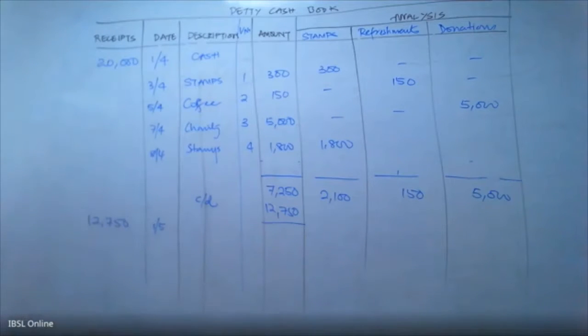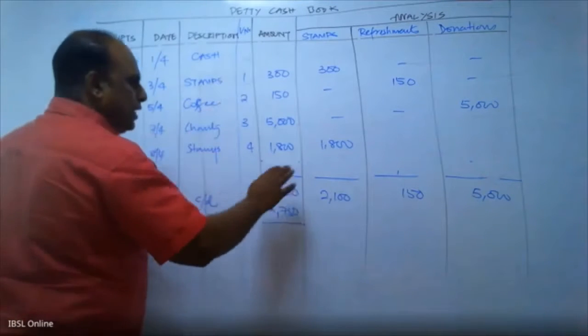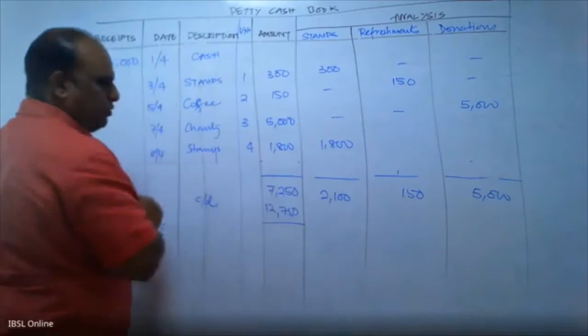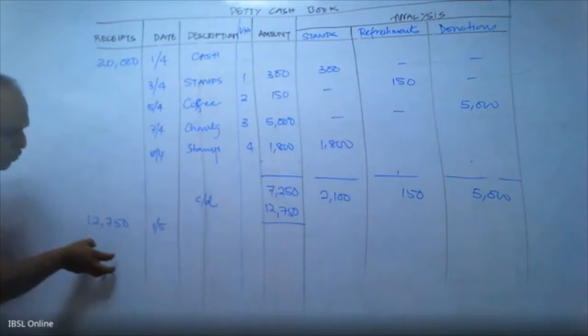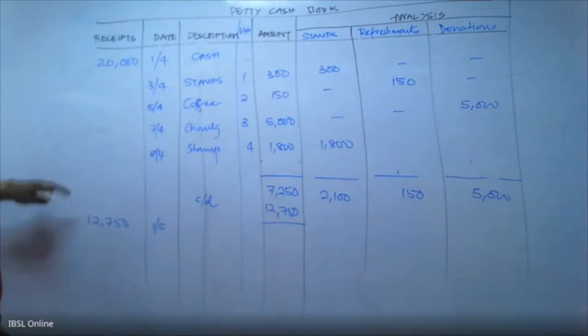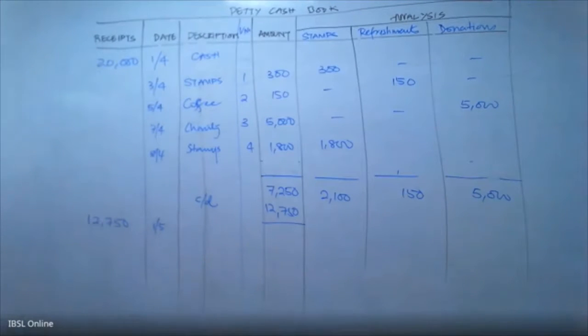Now what should the petty cashier do? The petty cashier should go to the main cashier and hand over all the vouchers, bills, everything for this breakdown of 7,250, and get the 7,250 again, so that you will start the next month again with 20,000. That is what the imprest system is. Okay, so you can take down this.